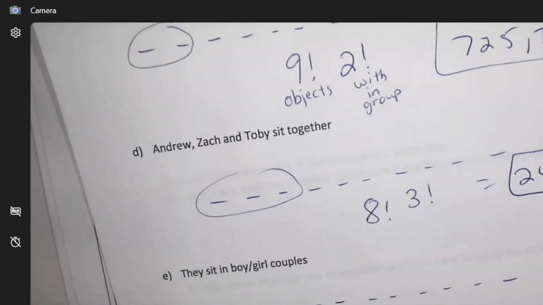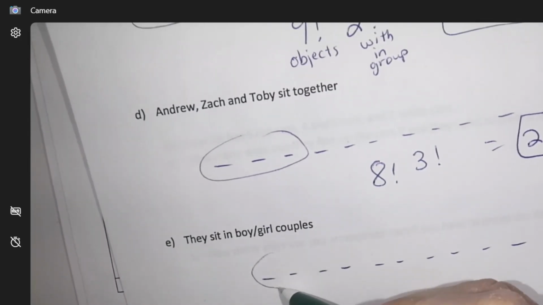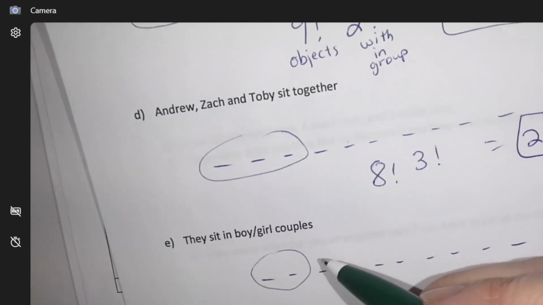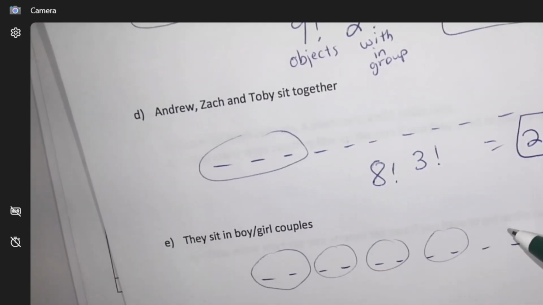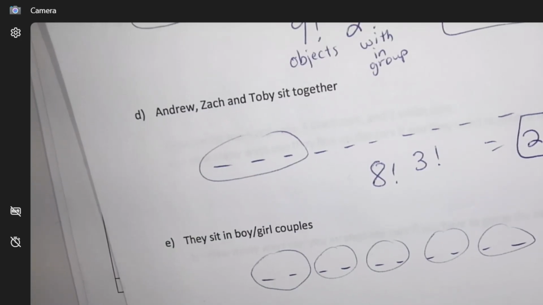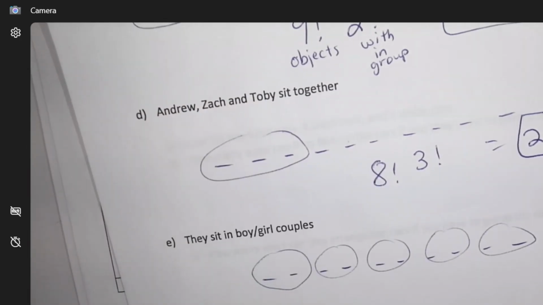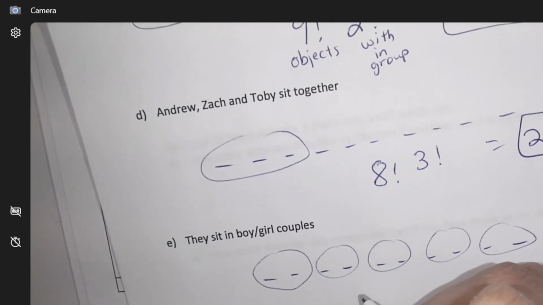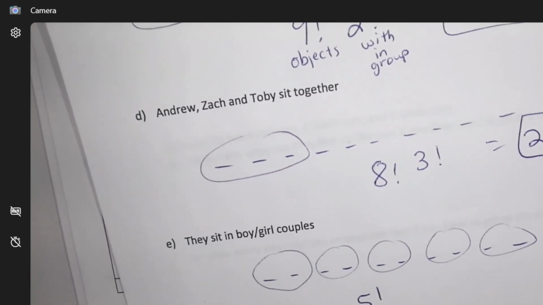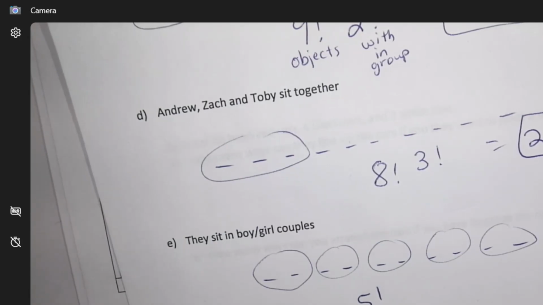Okay, this time they're going to be sitting in couples, so it's going to look like this. Those 2 are going to have to be chunked together when they move. So this is what it looks like. Each couple is glued together. So again, this is what you do. How many objects am I going to be moving around? How many different placement areas do I have now? I only have 5 because I'm moving around 5 couples.